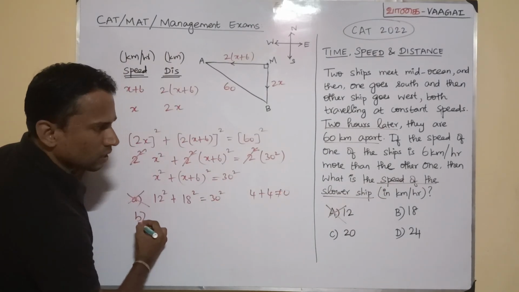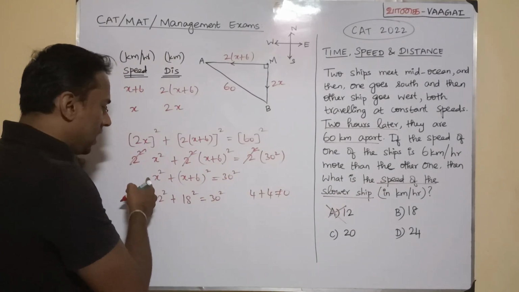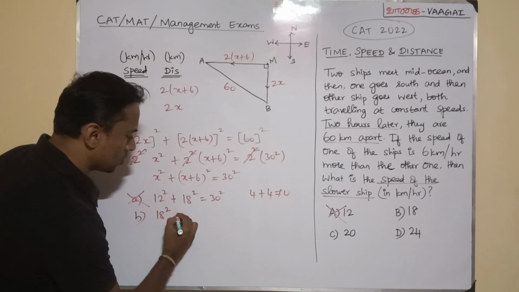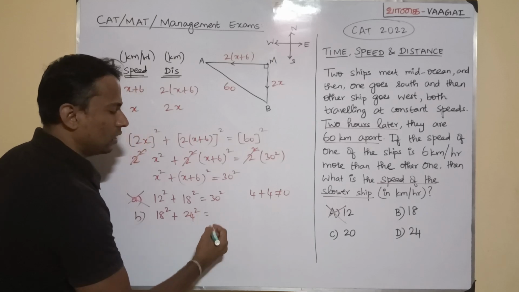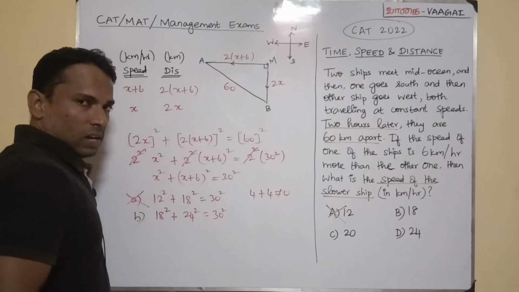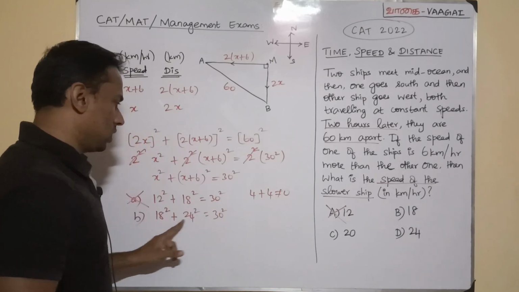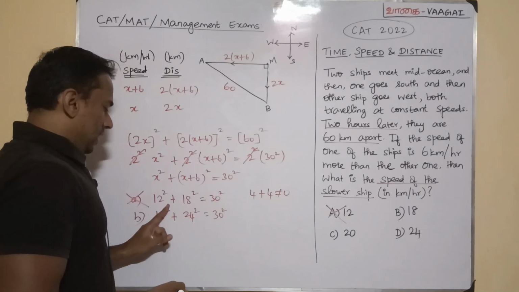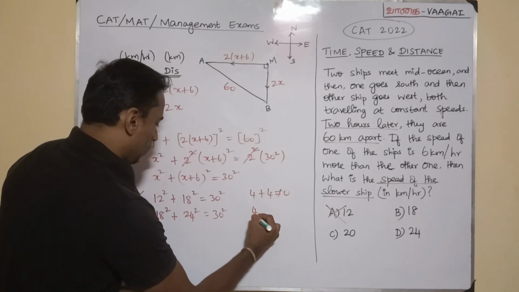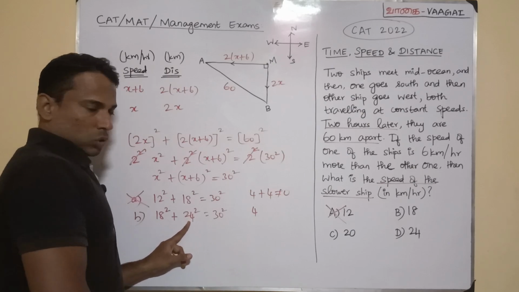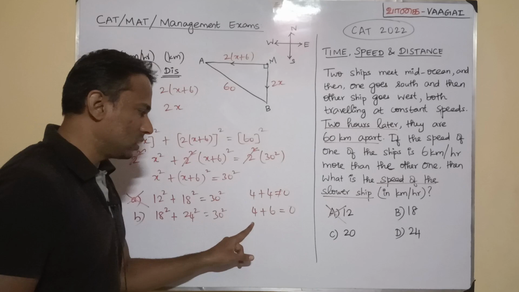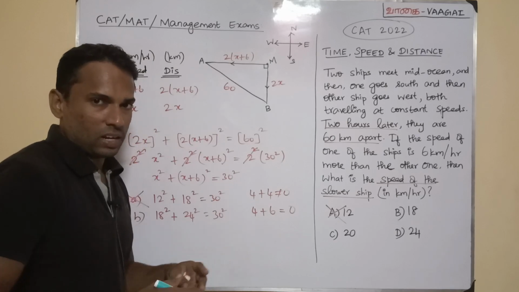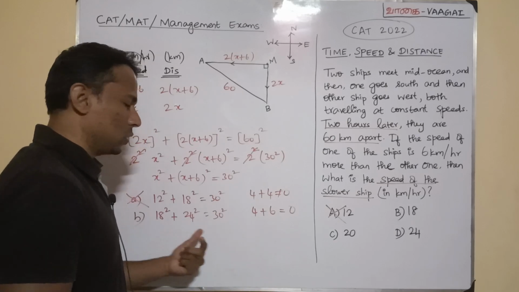Now check option B. Option B says 18, right? So let me take x as 18 now. So x is 18 square plus x plus 6 will become 24. So 24 square. Let's check whether this can be equal to 30 square. We'll do the first test. So first test is going to be 18 square. This will end with a 4 only. And then 24 square will end with a 6. So 4 plus 6 will definitely end with a 0. That means we have successfully passed the first test, which is the unit digit place.